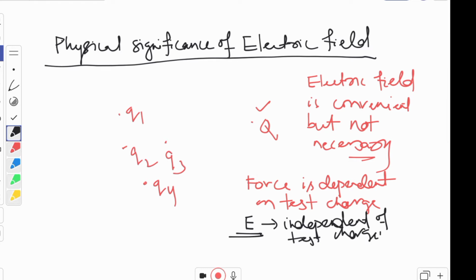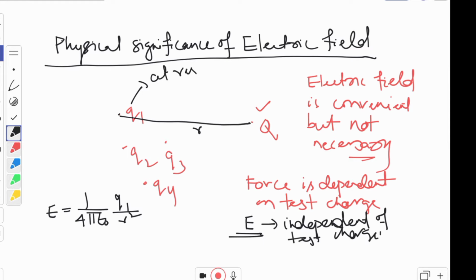Suppose this Q1 is at rest, and it is at a distance R from this charge Q. Then what is the electric field? Tell me, what will be the electric field? Electric field E will be 1 by 4 pi epsilon naught, Q1 by R square, when this Q1 is at rest. This thing we have studied.